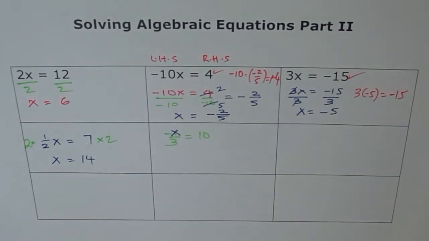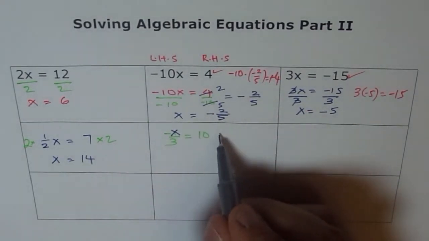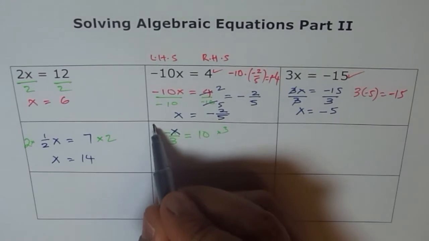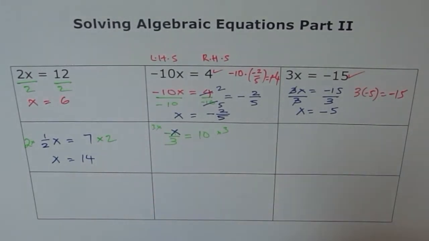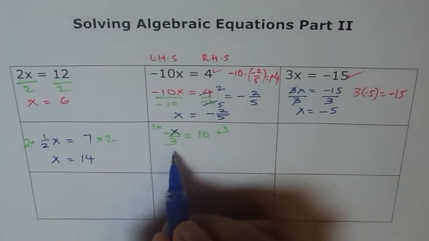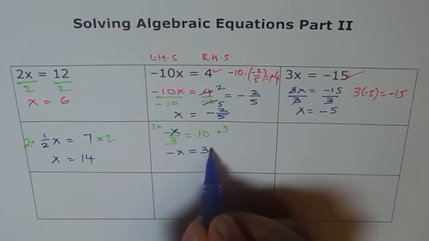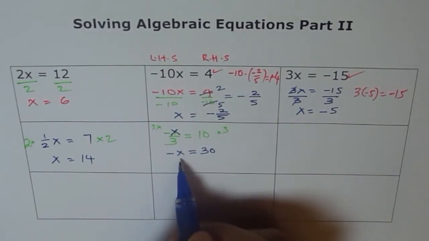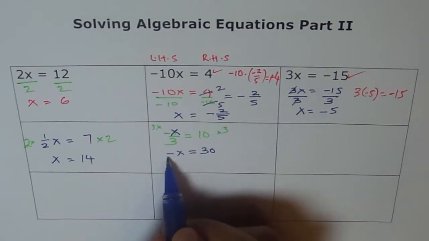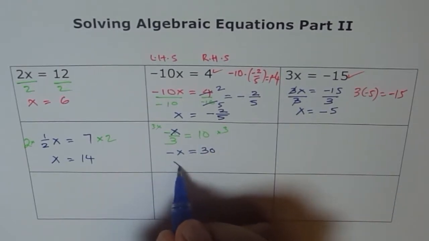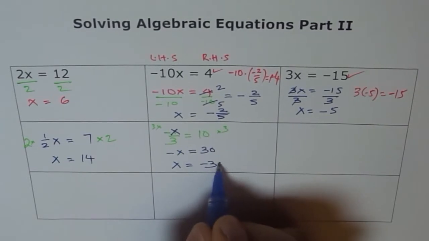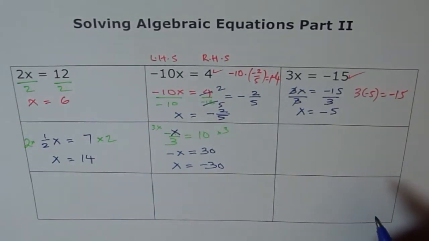So to get rid of 3, you will multiply by 3 both sides, right? Times 3 and 3 times this. So these 3 will cancel out and we are left with minus x equals to 10 times 3 is 30. But we want to find what x equals to. We'll multiply by minus 1. x equals to minus 30. So that's how you get minus 30 this time.